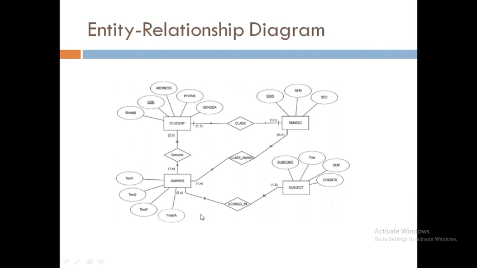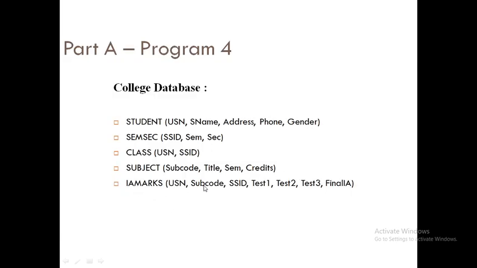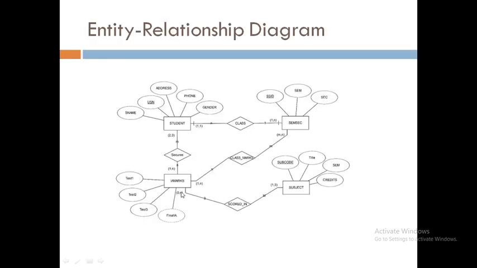Here if you see the schema, here we have a SEM section ID, correct? So that means we need to relate or connect IA marks and SEM section. Okay, so like this you can draw the ER diagram.